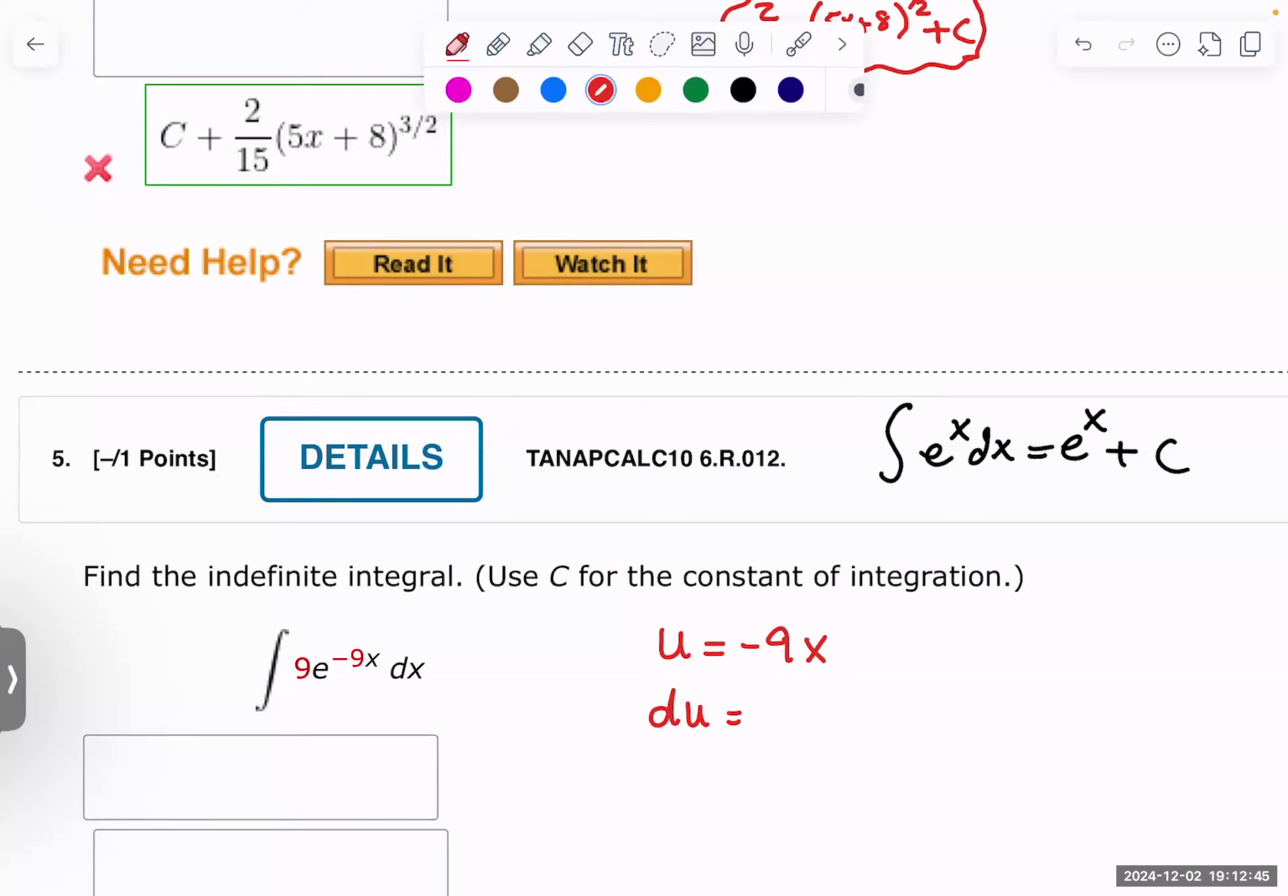Because anytime you have e to some power, unless it's x, you have to use u substitution. Anytime you have a parenthesis where you cannot FOIL it, then you have to use u substitution. Radical, same thing. So now find du and substitute.